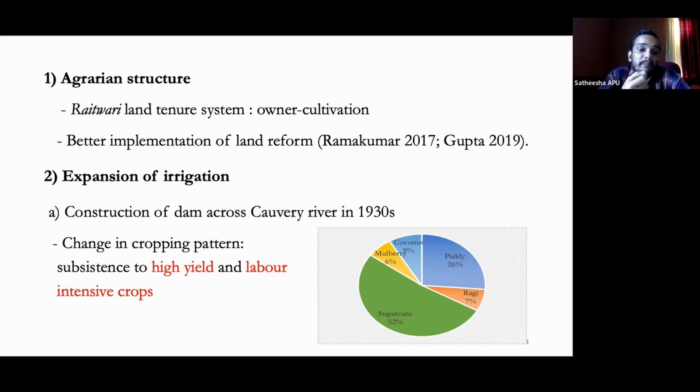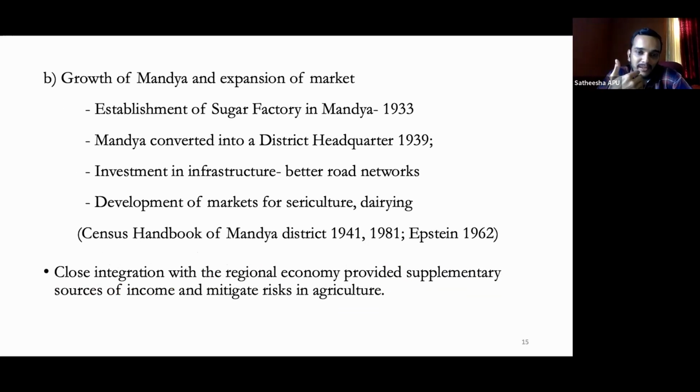First, it changed the cropping pattern from subsistence crops like jowar or finger millet to high yielding and labor intensive crops of sugarcane, followed by paddy. In this figure, we can see that sugarcane accounted for 52% of the gross cropped area in 2018-19, followed by paddy. Another main impact is on Mandya.